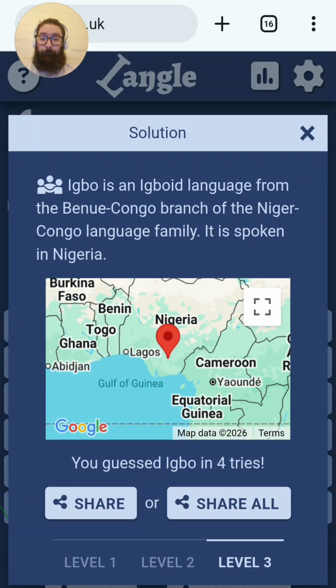So we just happen to be on Nigeria, which I've been reading about lately anyway, which worked out well for me. So for once we actually managed to solve level 3. Huge success. And a little bit of a focus on Nigeria today with levels 2 and 3 both coming from Nigeria.